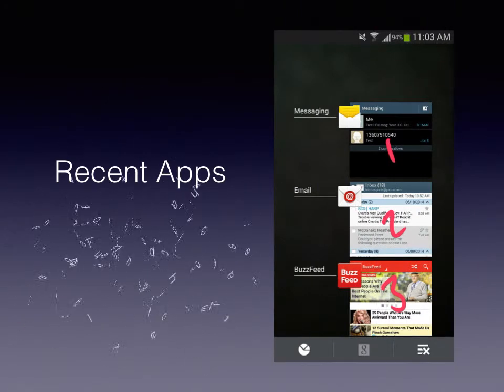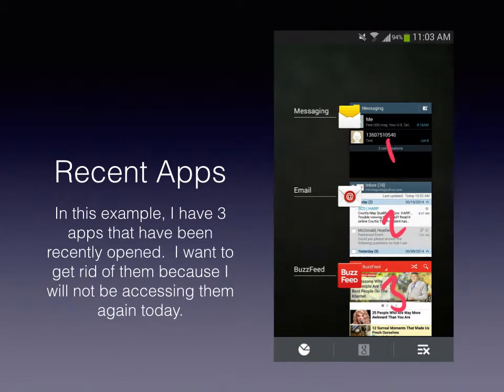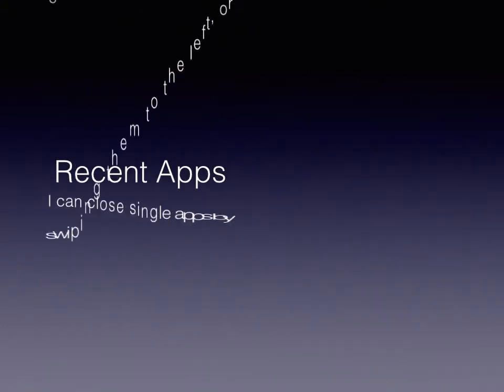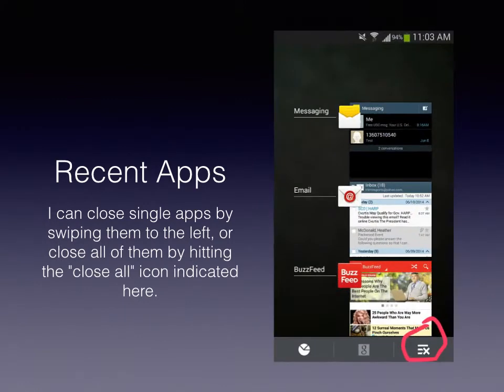So here you see I have 3 recent apps open. I'm not going to really go back to any of them today, so what I'm going to do is close them. There's 2 ways to close them. I can close a single app by sliding it over to the left and it gets rid of it, makes it disappear. The other option is to hit the X at the bottom right hand corner, and that will close all of the recent apps. That's probably what you're going to want to do most often.